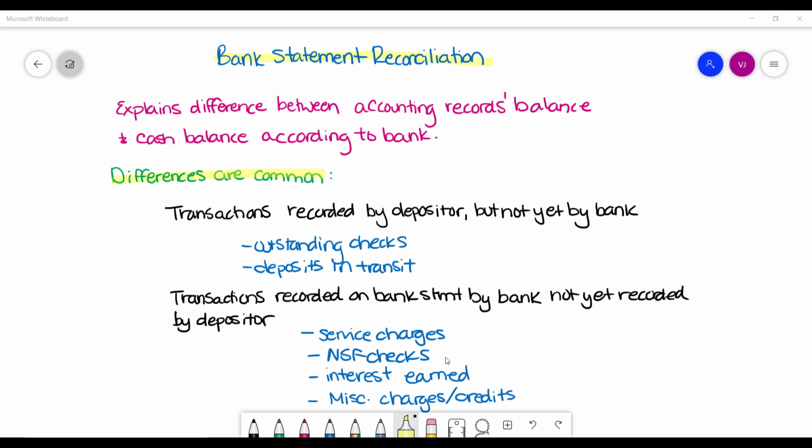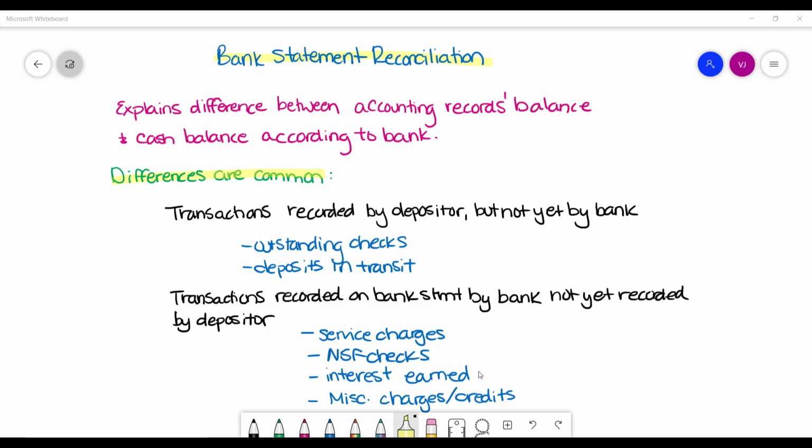Remember, if we deposit a check, we treat it like cash and we will increase cash right away. But if the check bounces, the bank will actually be the first to know that the check has bounced. So if there's an NSF check, once we know about it, we would have to go back to our records and adjust that. But until we know about the NSF check, that's one reason why our cash balance would not be the same as what the bank balance is.